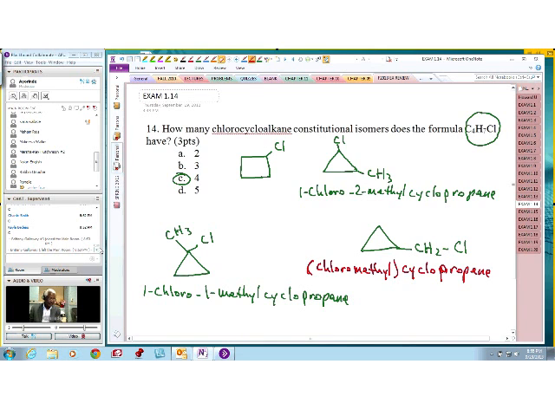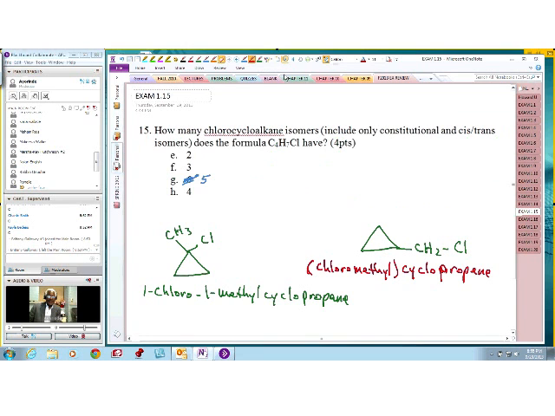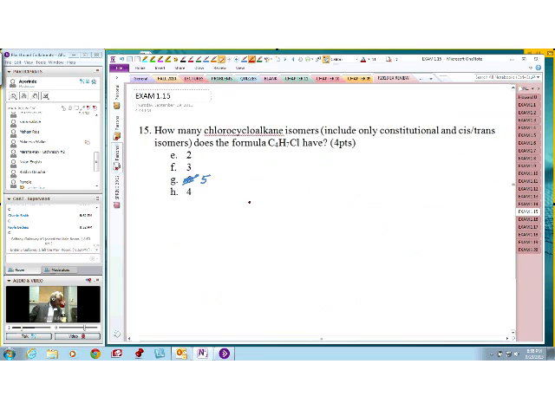Is there any question on this? Okay, let us go to the next one. Constitutional isomers, by now everybody should be able to do constitutional isomers. Okay, Amit, can you go ahead and read question 15 for us?